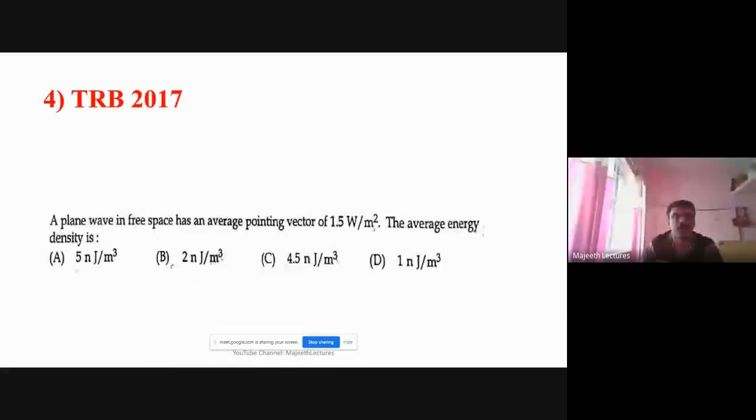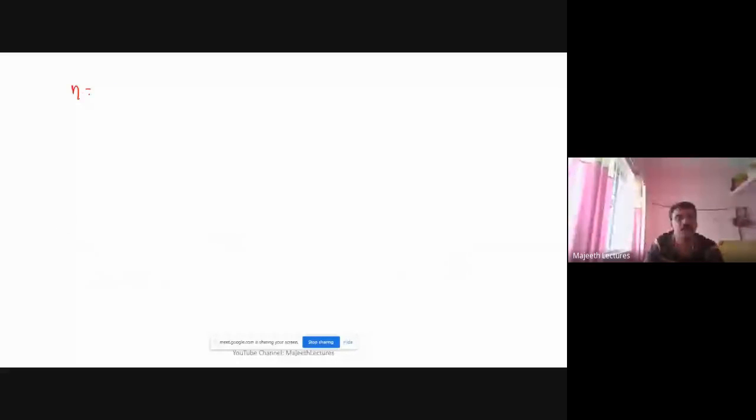Next question. This is one of the beautiful questions I have encountered. A plane wave in free space, so no issue, has an average Poynting vector of 1.5 watt per meter square. What is the average energy density? Right? So free space, so eta is equal to 377. Average Poynting vector is equal to 1.5 watt per meter square. What is the average energy density? Average energy density means it is 1 by 2 epsilon E squared.